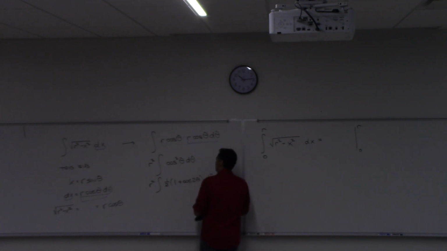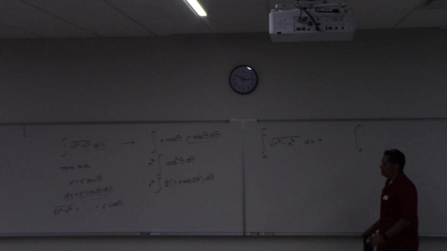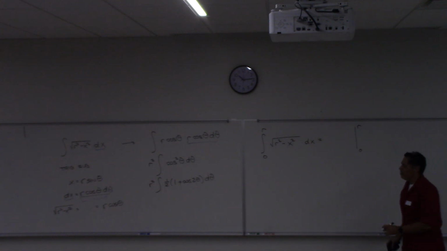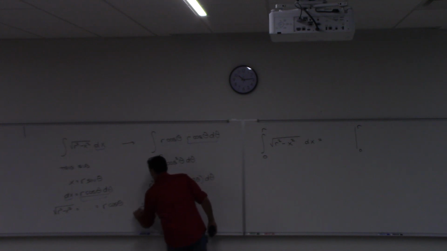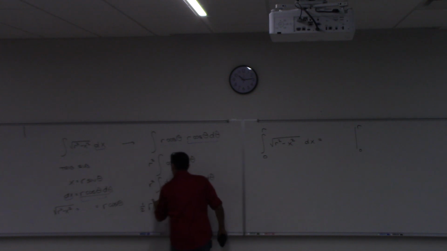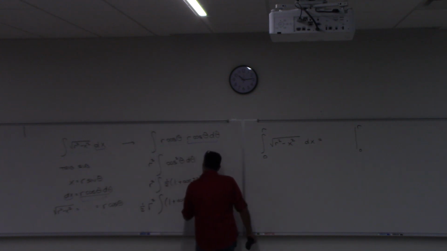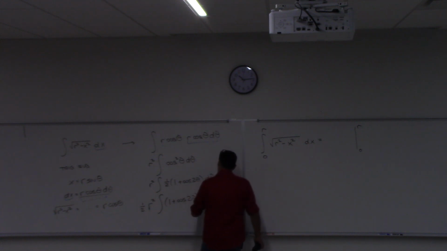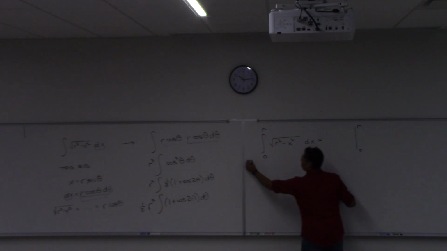Didn't I promise you on your next test you're going to have to be able to do that? I did promise that. All right, I can pull the 1/2 out. So 1/2 r squared, integral of 1 plus cosine 2 theta d theta. I need to separate this. I'll come back to that.